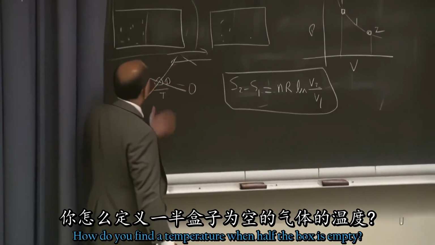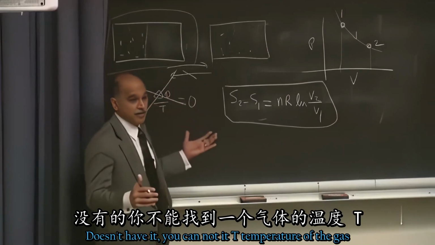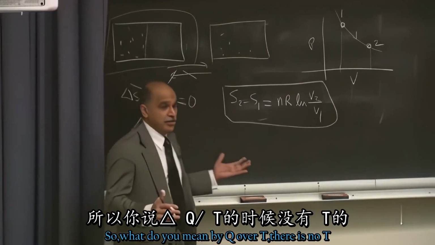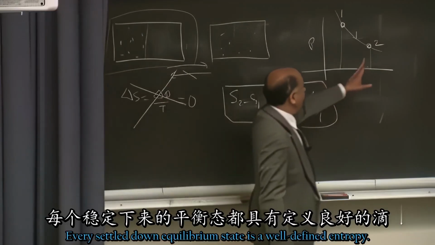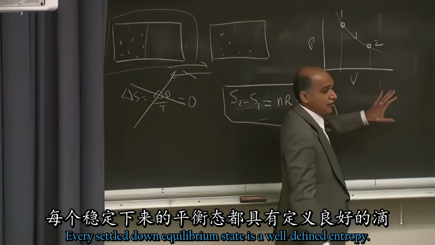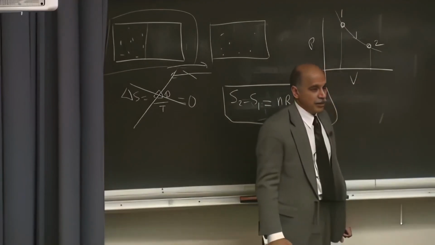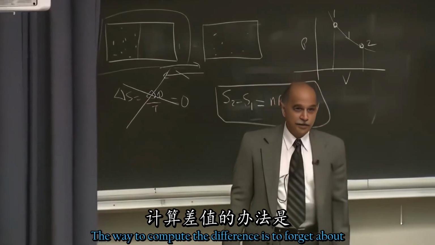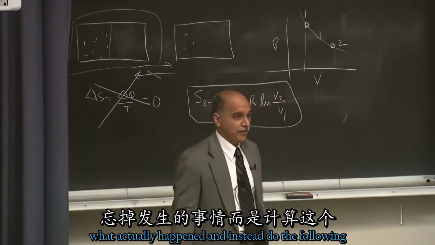How do you define a temperature when half the box is empty? Doesn't have, you cannot call it the temperature of the gas. So what do you mean by delta Q over T? There is no T. Only when it settles down, there is a T. Every settled down equilibrium state has a well-defined entropy. What we're trying to do is to compute that difference. The way to compute the difference is to forget about what actually happened and instead do the following.